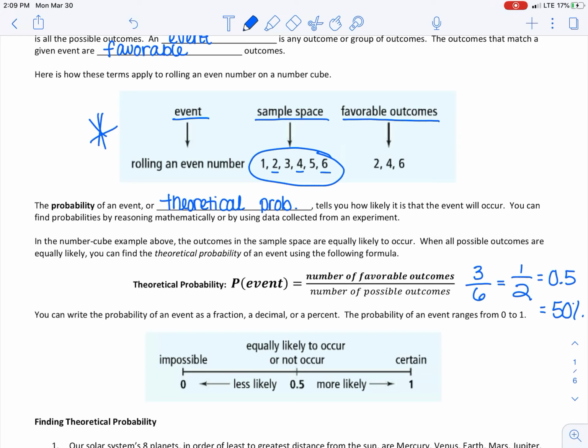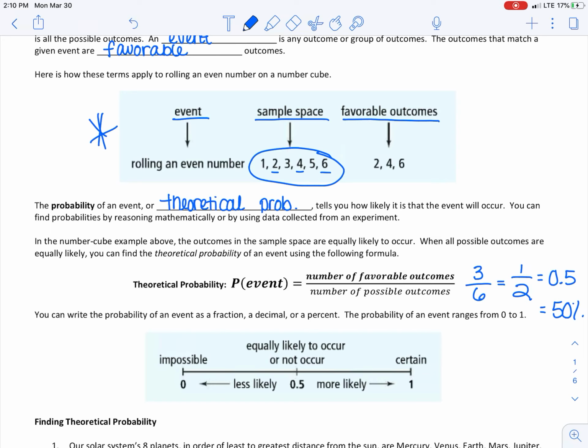Okay, so the probability ranges from 0 to 1 as a decimal. So 0 meaning it's impossible for that to happen. So in today's world, if I said, what's the probability of you seeing a real live dinosaur? We're going to say that probability is impossible because of the fact that dinosaurs are extinct.